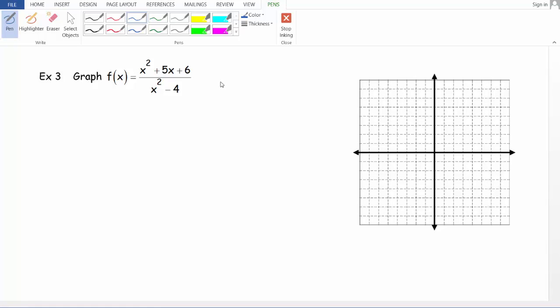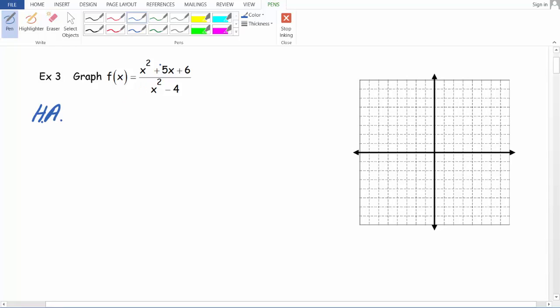Here we are at our example 3 from our 8.3, number 2 set of notes. We're asked to graph this following rational function. Now, how we normally start off with these is we try and find out what is our HA. We're going to go ahead and look for our horizontal asymptote first.